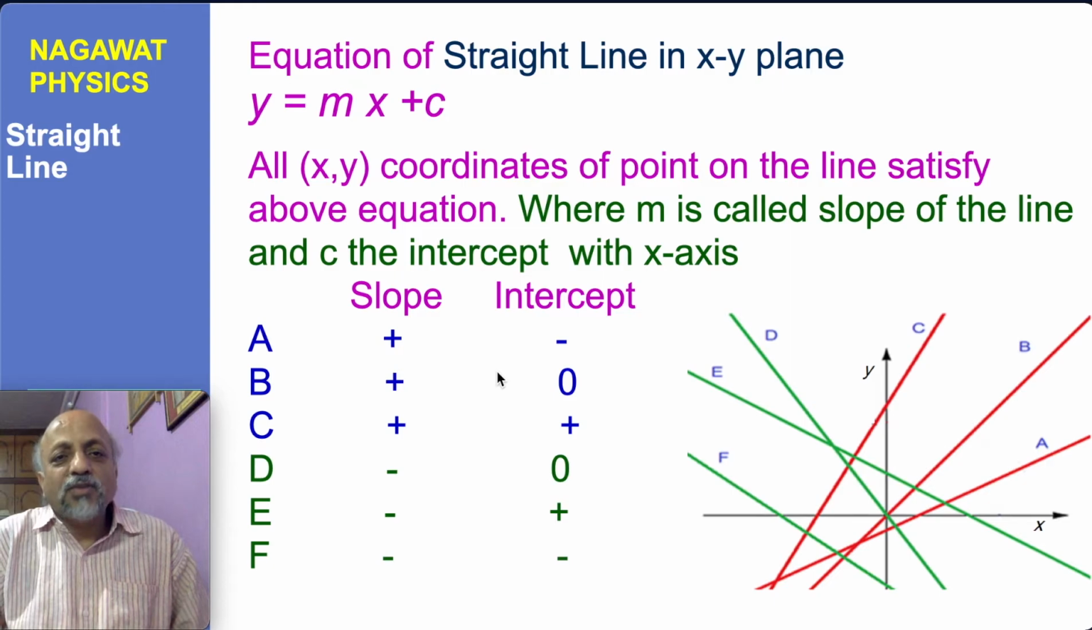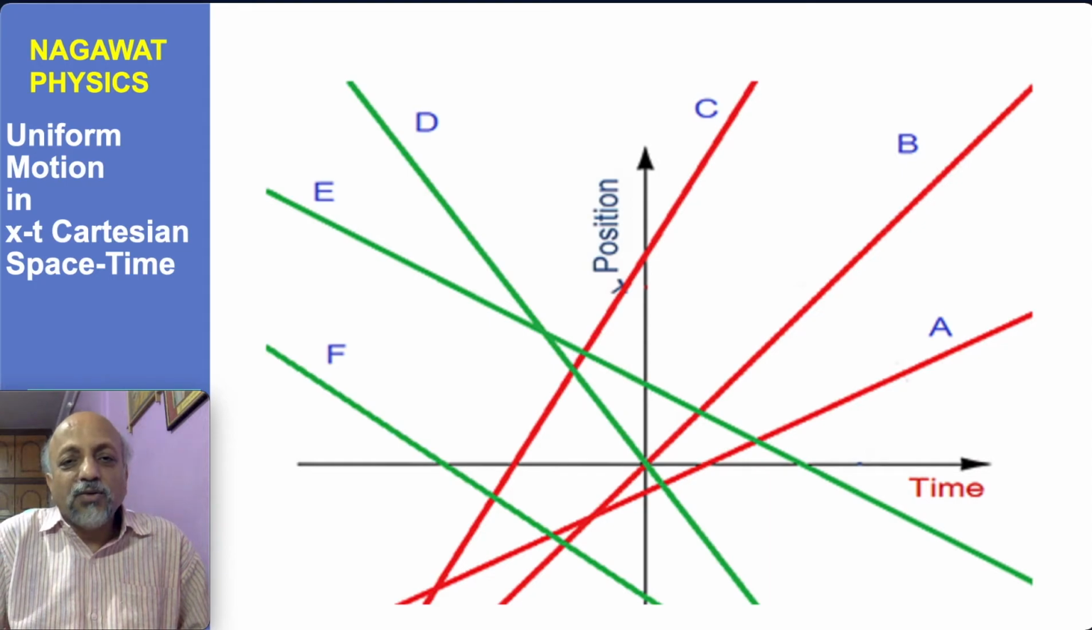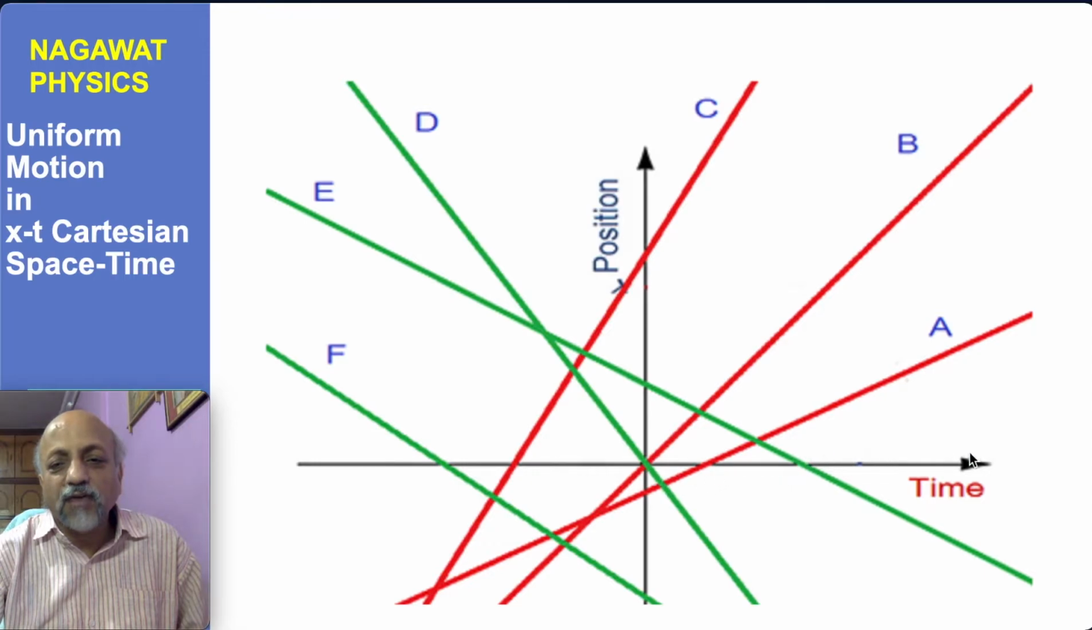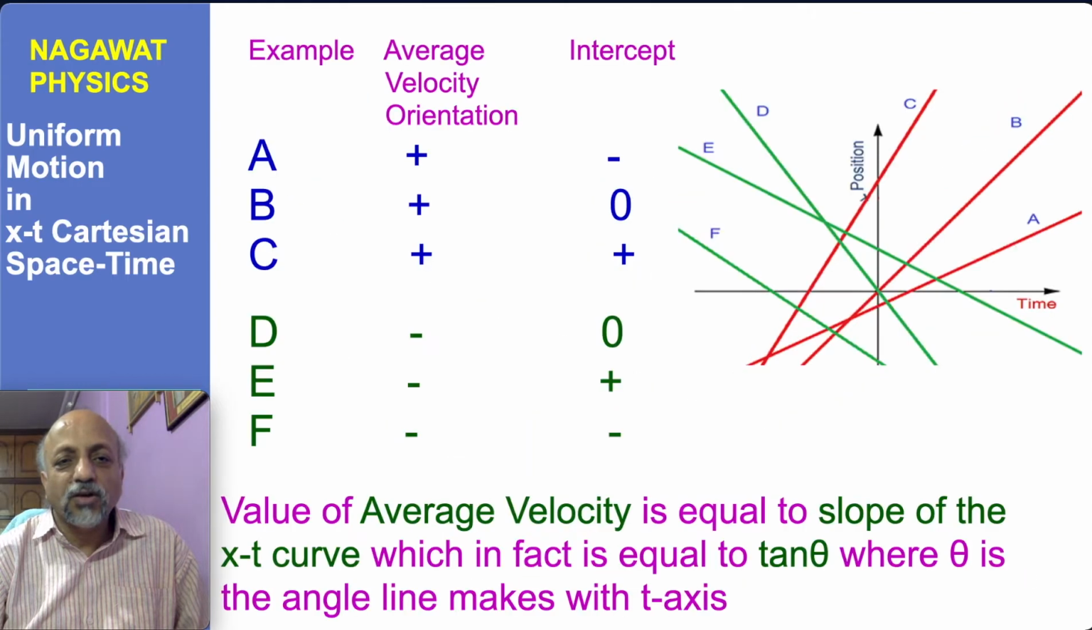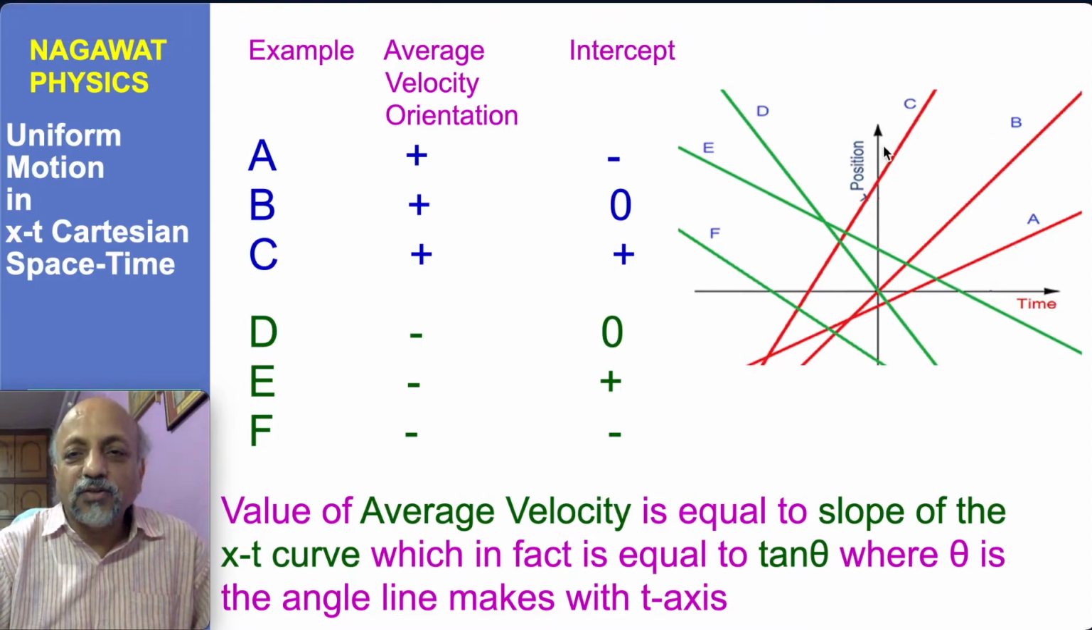So understanding of the straight line would help us in understanding uniform motion. In uniform motion, instead of the xy axes, as I pointed out earlier, in the Cartesian plane we have the time axis and the position axis. Time is taken on the x-axis, position on the y-axis, and I have again shown the same lines A, B, C, D, E, F. Now the average velocity is equal to the slope of the line, and therefore the average velocity will be positively oriented, which means towards plus x-axis, in case of lines A, B and C, and it is negatively oriented in case of D, E and F.